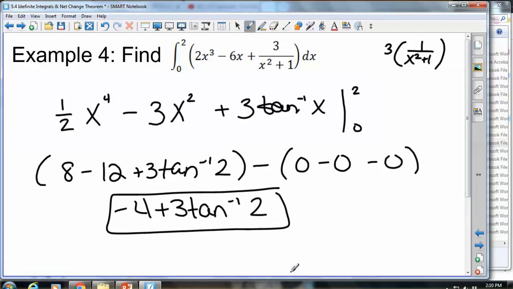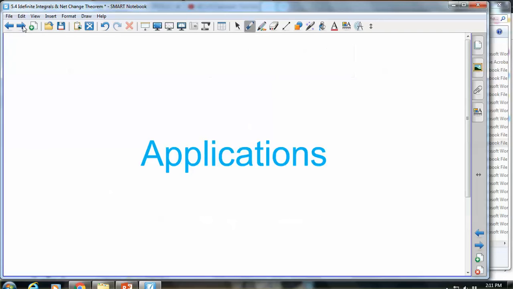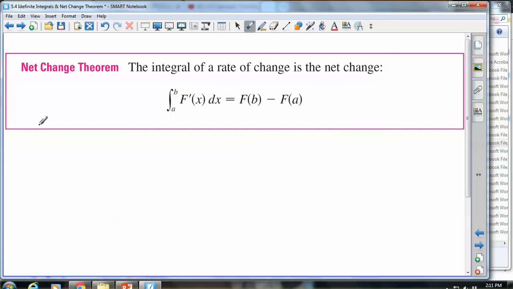If you were going to plug that in your calculator and evaluate it, you would need to make sure your calculator is in radian mode because all of our trig functions, our calc formulas only work with the radians. Alright, is this stuff okay? Really just more practice with our antiderivatives. Last thing we're going to talk about are some applications that go along with it.